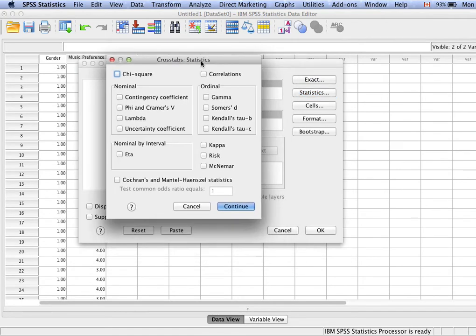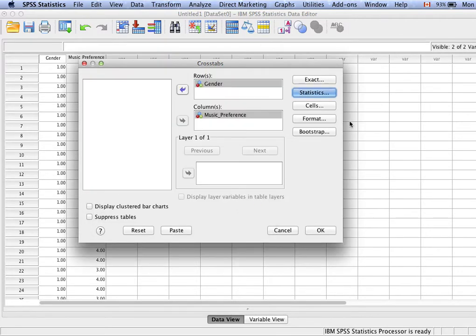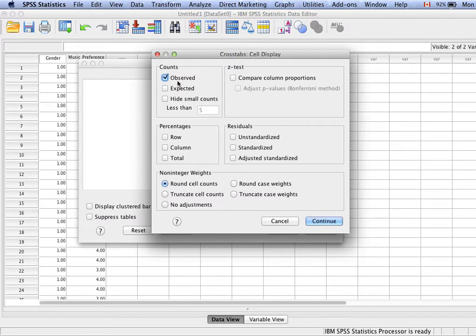Under Statistics, this is where we're actually going to ask SPSS to give us the chi-square. So we just need to click the box right here. And then everything else we can actually just leave. So that's under Statistics. In Cells, it automatically is going to give us the observed.